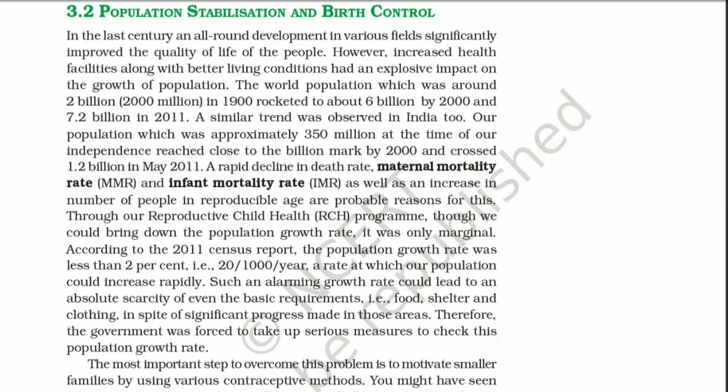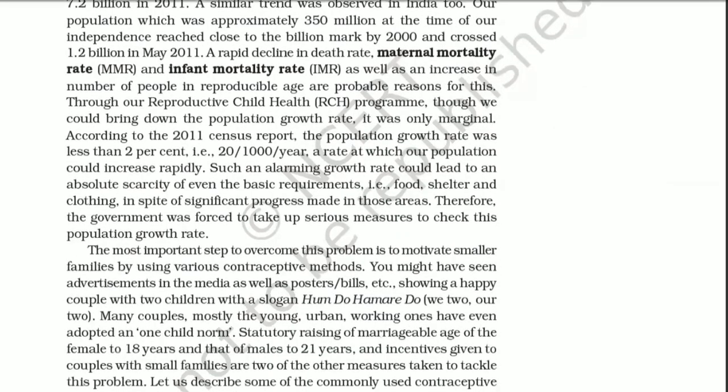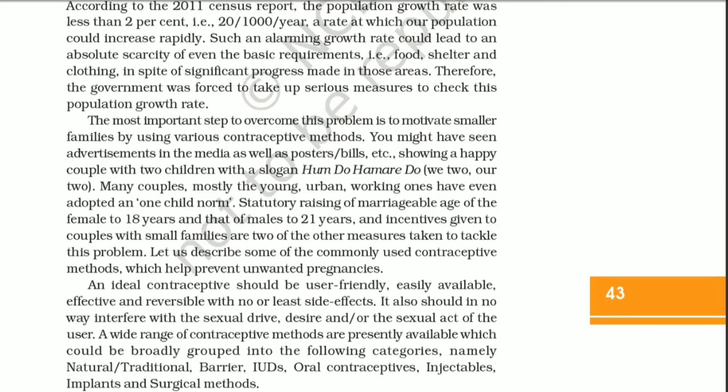Such an alarming growth rate could lead to an absolute scarcity of even the basic requirements, that is, food, shelter, and clothing. In spite of significant progress made in those areas, therefore, the government was forced to take up serious measures to check this population growth rate. The most important step to overcome this problem is to motivate smaller families by using various contraceptive methods.